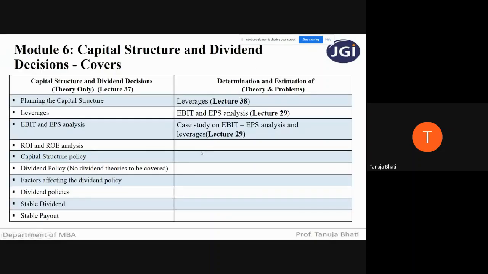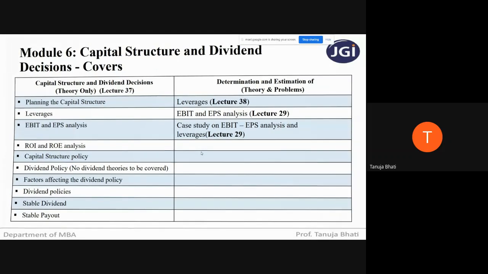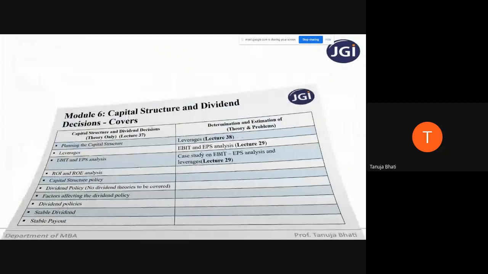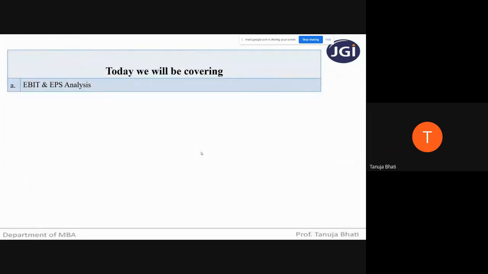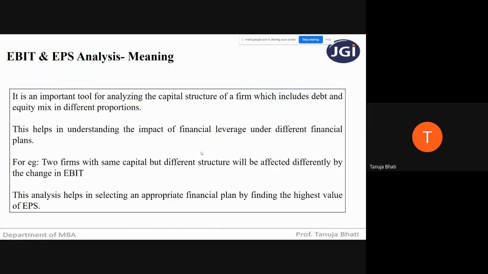So, students, we have already covered this particular module, module 6, where we have seen the theory as well as the problems on leverages, EBIT and EPS analysis. So, we were just left with one last problem on EBIT and EPS analysis and a combination of leverages. So today we will be continuing with EBIT and EPS analysis. So before we come down to that problem, we'll just quickly revise what is EBIT and EPS analysis.